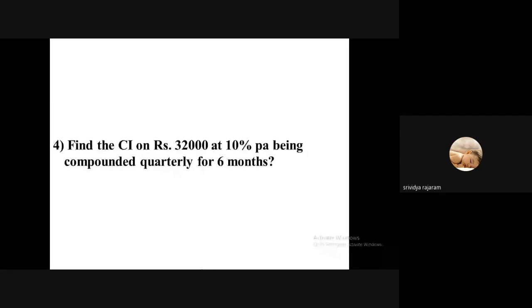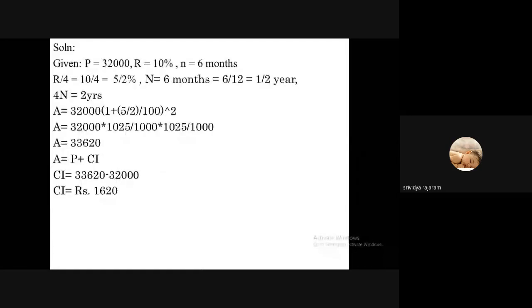Okay, let us proceed. Let us see what is the answer. The given principal amount is nothing but 32,000. 1620, yeah, it is the correct answer. So let us proceed how to solve it. So P is given as 32,000.